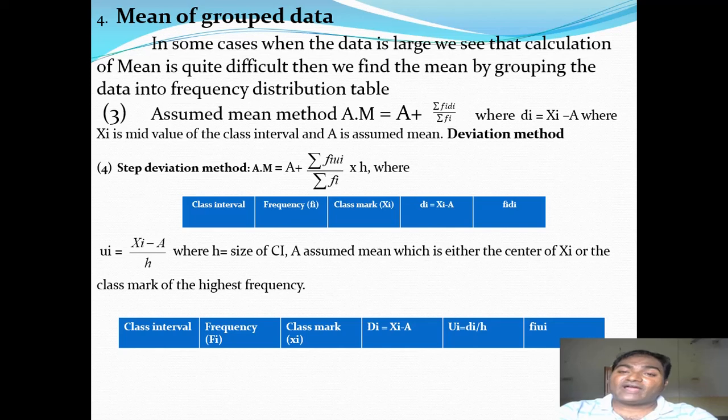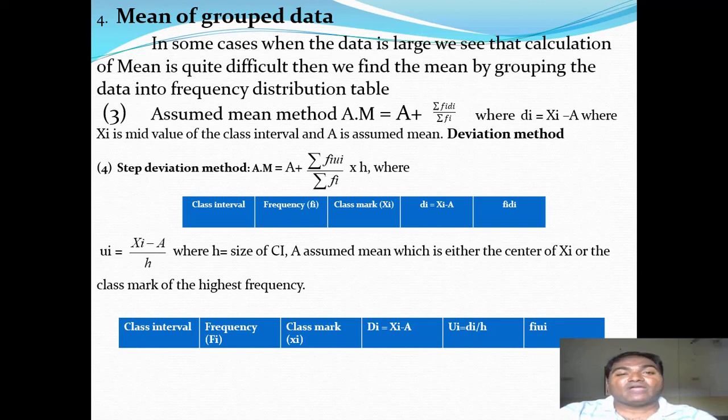So what we find for di, we are going to use the same di, but the only thing is ui is calculated by di by h. So a plus summation fi ui by summation fi into h. A is same, the assumed mean, fi is the frequencies, ui is di by h, that is xi minus a by h. So I have given it explicitly and in an easy manner so that you can understand and write down the notes, where h is known as the size of the class interval.